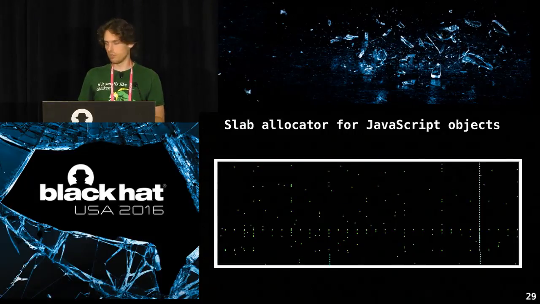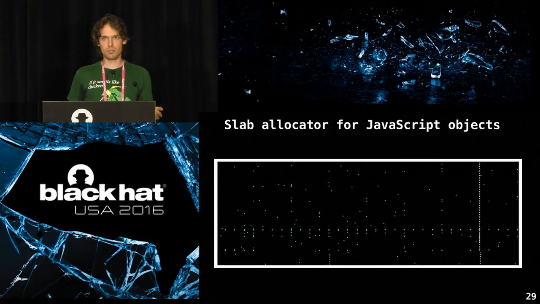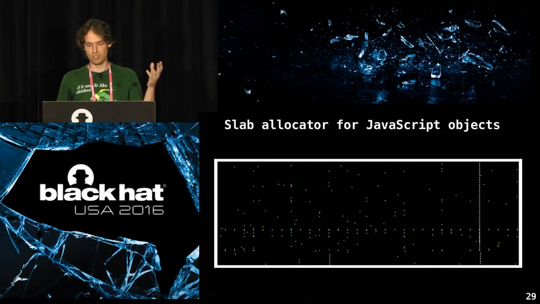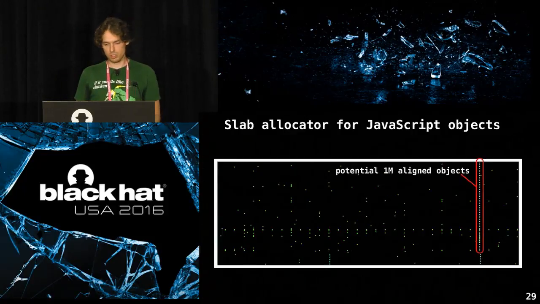So this is a figure of the timing it takes to allocate objects, from left to right, from top to bottom. We can see a lot of noise, but we can also see a clear signal. Every 5,440 allocations, there's an allocation which takes longer than average, and we cross-correlate these, so we find chains of these. So we conclude that those are potential 1 megabyte aligned objects.